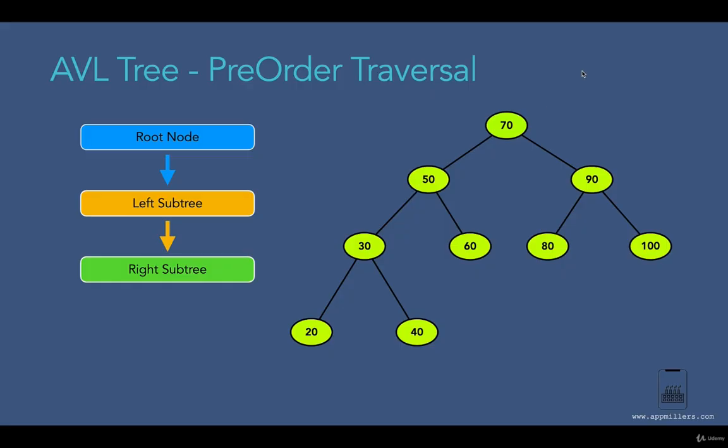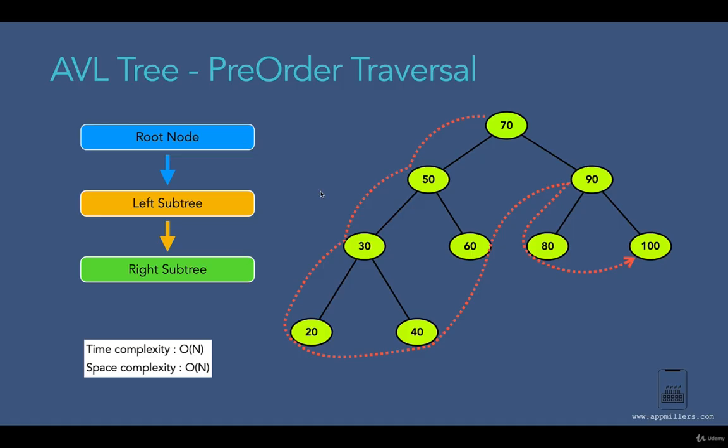So here I just want to show you that in case of AVL tree, it's the same. So if we run pre-order traversal for this AVL tree over here, the order will be like this. We are starting from the root node, then we are continuing to the left subtree. So after finishing the left subtree, then we are continuing to the right subtree. So the order of the pre-order traversal in case of this AVL tree over here will be like this. So as you can see, first we are visiting root node, then we are visiting left subtree, then we are visiting right subtree. So this is how pre-order traversal works in case of AVL tree as well.